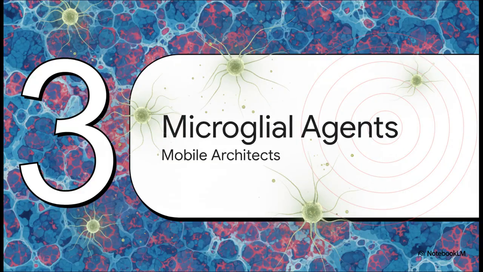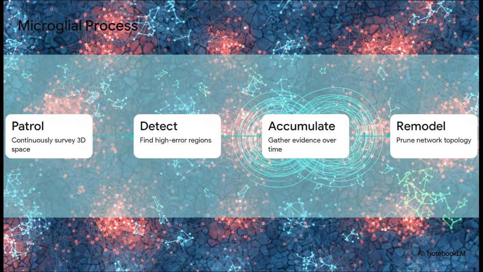That brings us to Section 3, microglial agents, the network's mobile architects. Building on that astrocyte fluid, we now introduce our second layer of spatial complexity, mobile microglial agents. These are little agents that physically patrol our simulated 3-dimensional space, constantly surveying the territory.